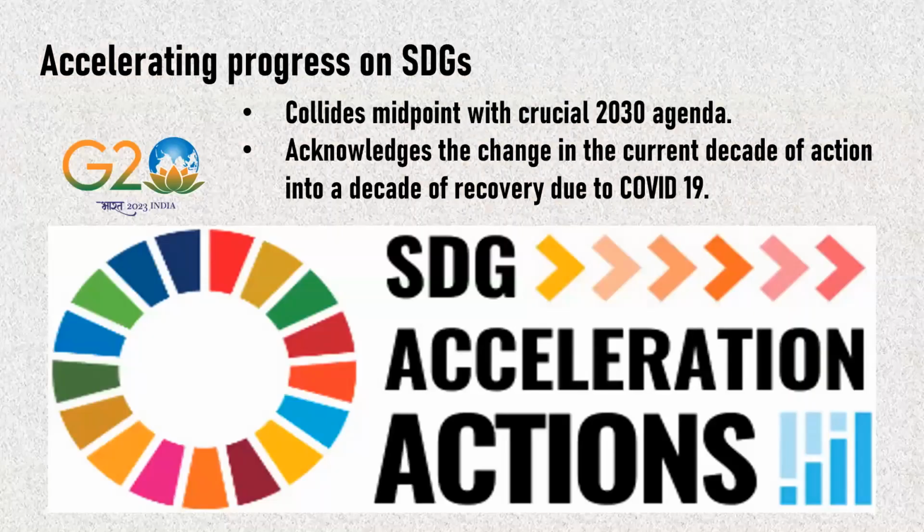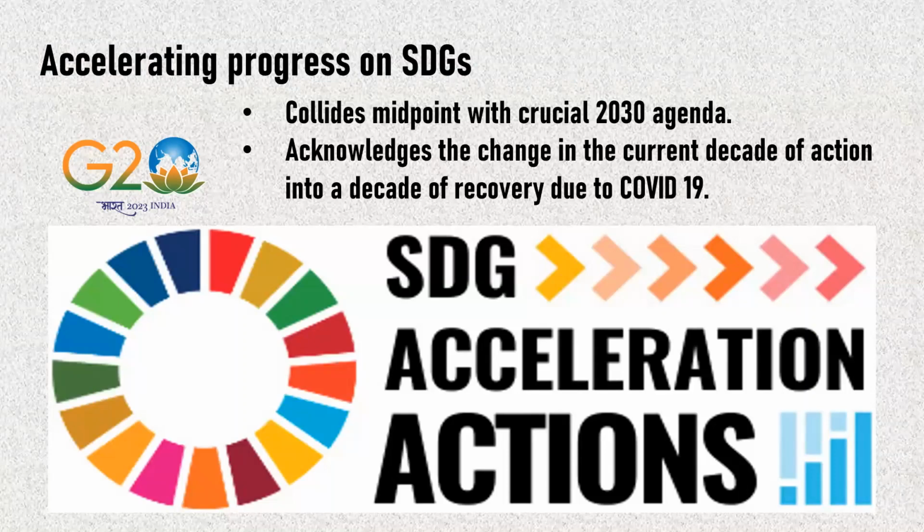Accelerating progress on sustainable development goals. India's G20 presidency coincides with the crucial midpoint of the 2030 Agenda. As such, India acknowledges the detrimental impact of COVID-19, which changed the current decade of action into a decade of recovery. In line with this perspective, India wants to focus on recommitting the G20's efforts to achieving the targets laid out in the 2030 Agenda for Sustainable Development.